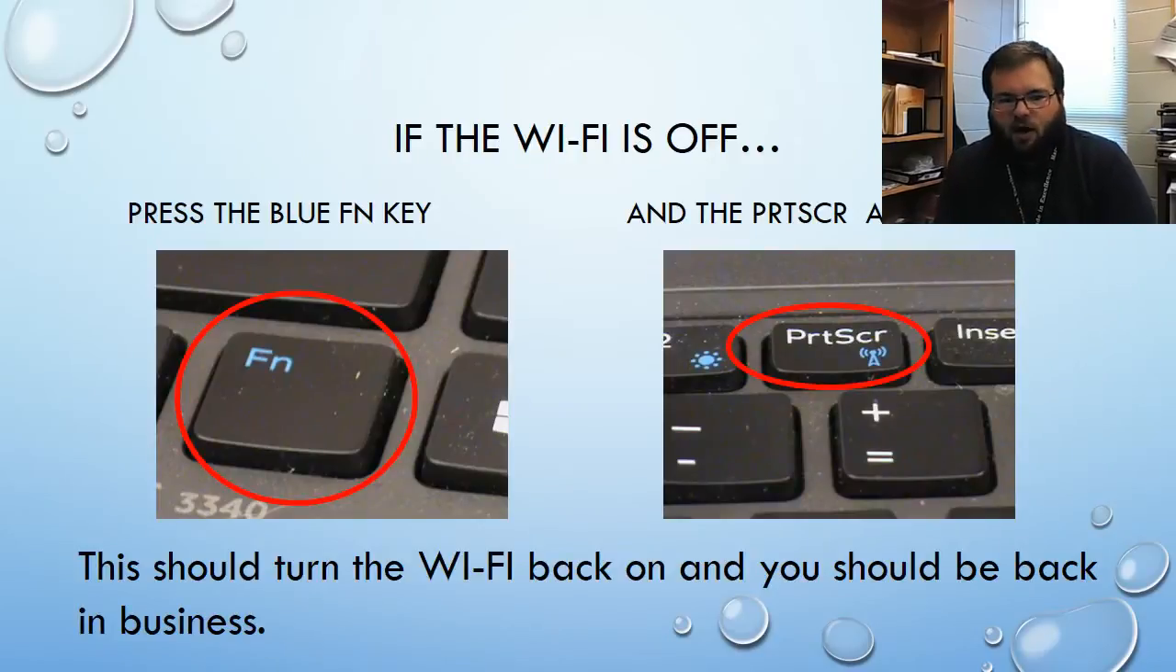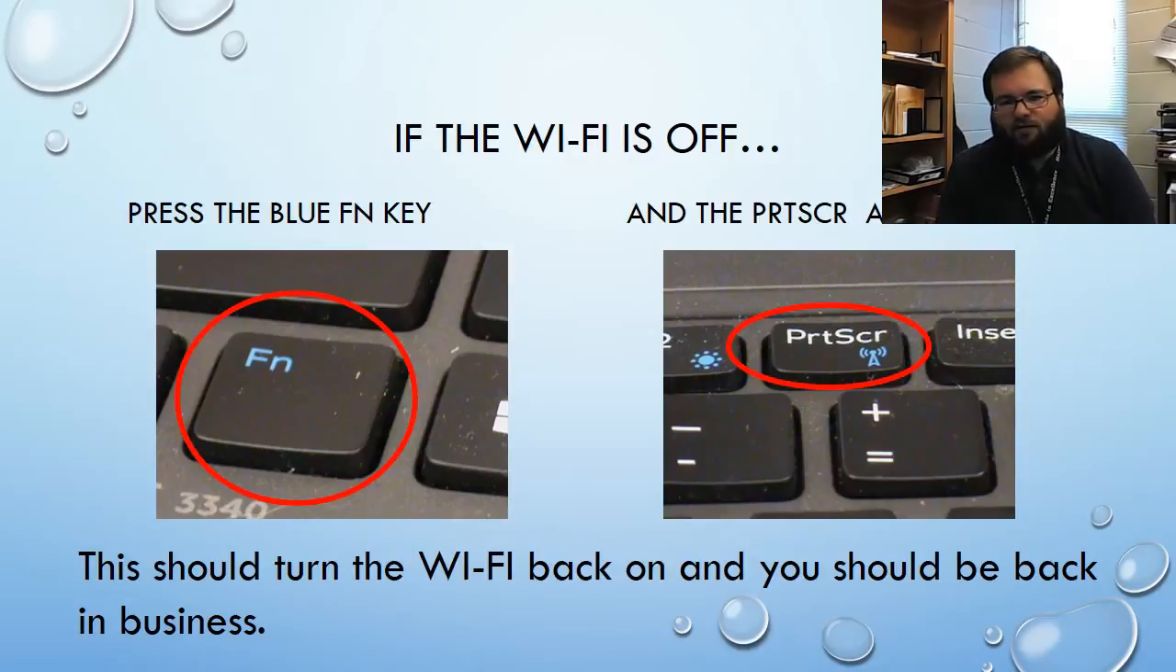So if the Wi-Fi is off, we're going to turn the Wi-Fi on by pressing the blue function key. It's that FN in the bottom left-hand corner of your keyboard, and the print screen button, which is in the upper right-hand corner of your keyboard. We're going to press those at the same time, and that will turn the Wi-Fi back on. When you hit that, that indicator light on the right-hand side should show back up.